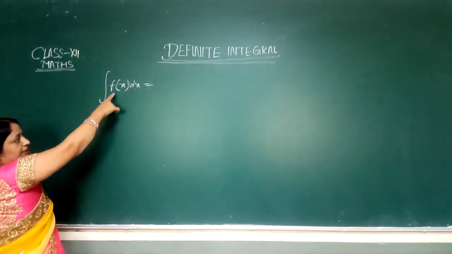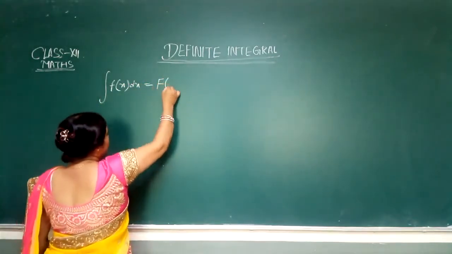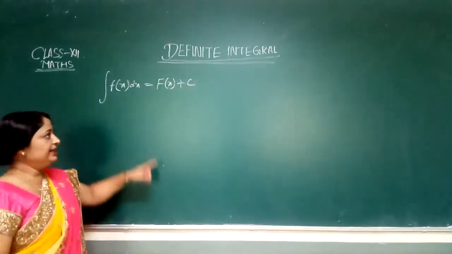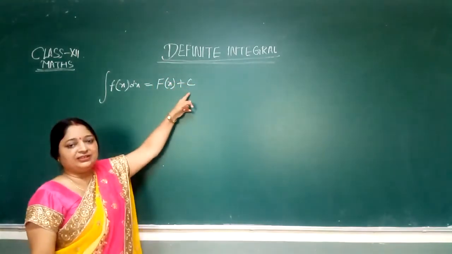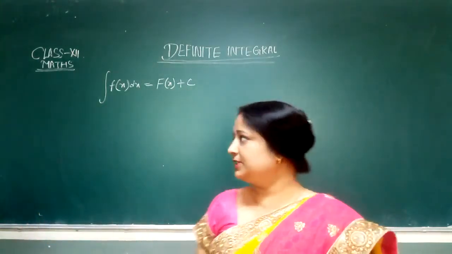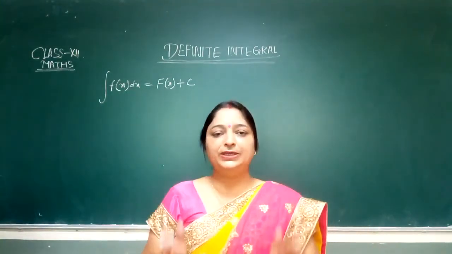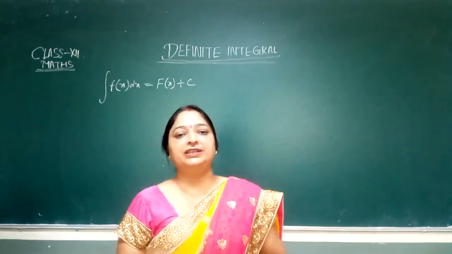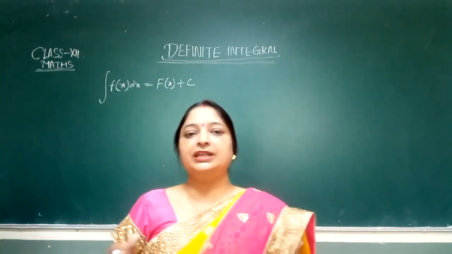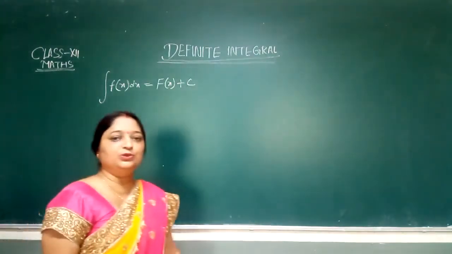After integration, suppose the integration of f of x comes out as capital F of x plus c. In an indefinite integral, the constant c will come. But in a definite integral, the constant will not come. In a definite integral, the value is unique. But in an indefinite integral, if you find the solution by another method, you can get a different answer. But in a definite integral, the value is the same.